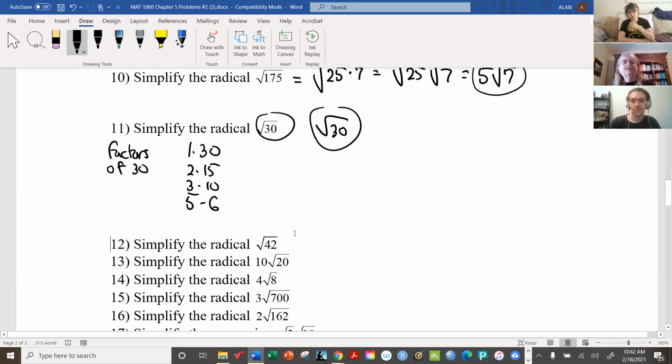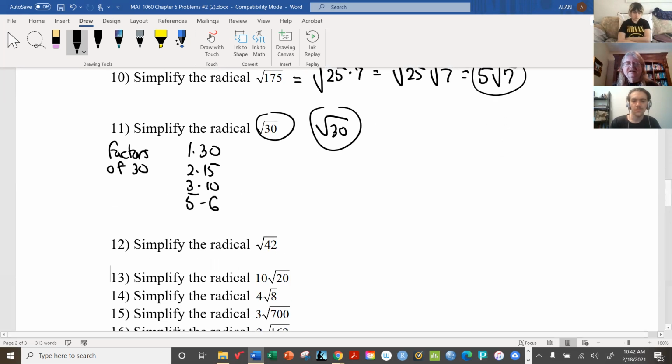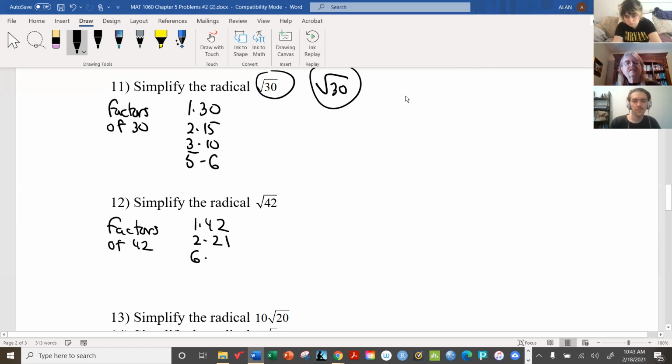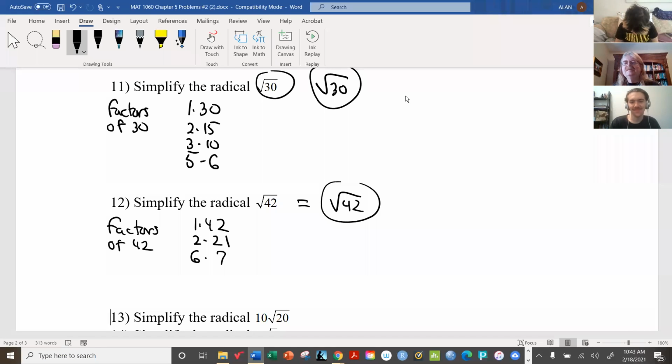Now let's look at 42. Now you would think that this one would have some perfect squares as factors. Let's find out. 1 times 42, 2 times 21, 7 and 6. Do you see any perfect squares in there? No. So we're done once again. Oh well. And what are you going to do?